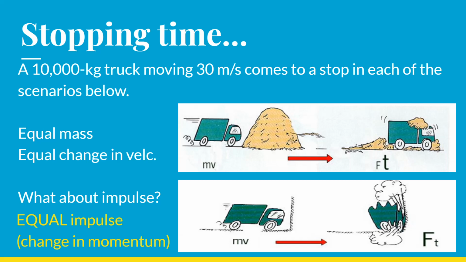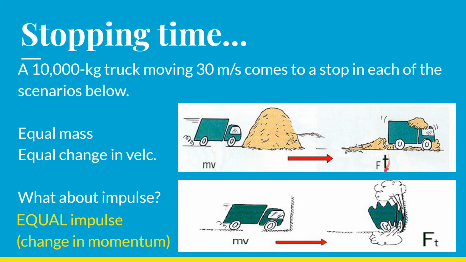In these two scenarios, the time is very different. This one at the top, if you hit something that has give to it, that will move with you like a pile of hay, you're going to take longer to come to a stop. So there's more time. When you hit a wall or a very hard object, whatever it is, you're going to stop instantly. There's very small time. And so the impulse is the same, but because the time is different, so are your forces.